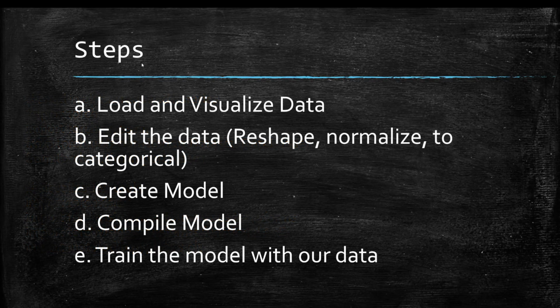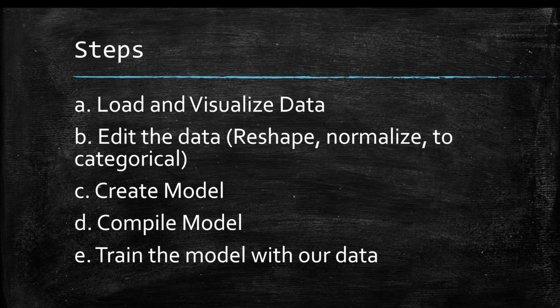These are the steps we're going to follow in creating any kind of AI model that we can generate. We're first going to load and visualize the data. Then we're going to edit the data, which means we're going to reshape it, normalize it, and categorize it. That's important because we are creating learning models, and we are going to work with the data itself. We're going to create the model, then compile the model, then train the model with our data.